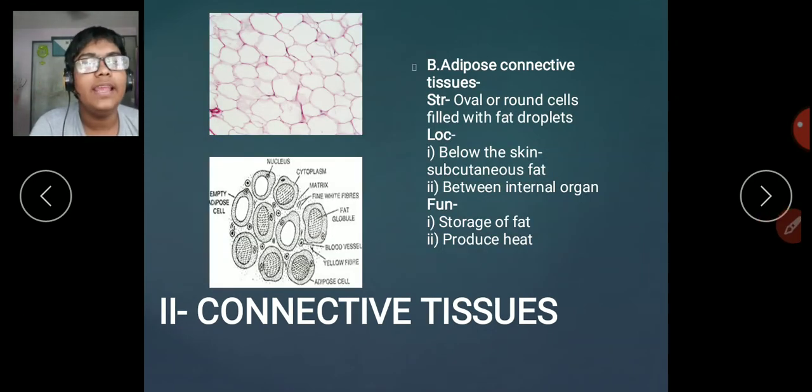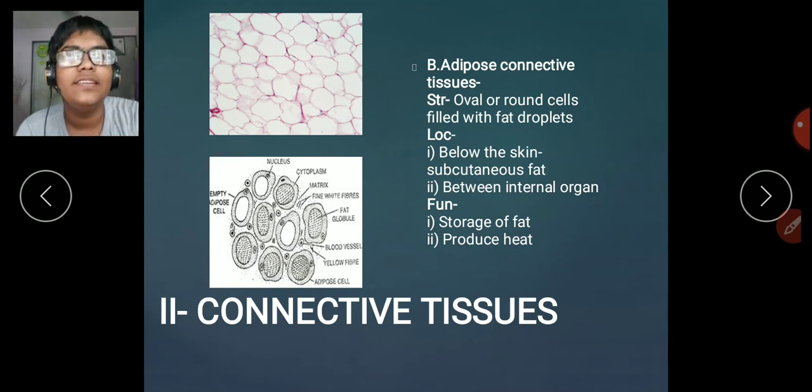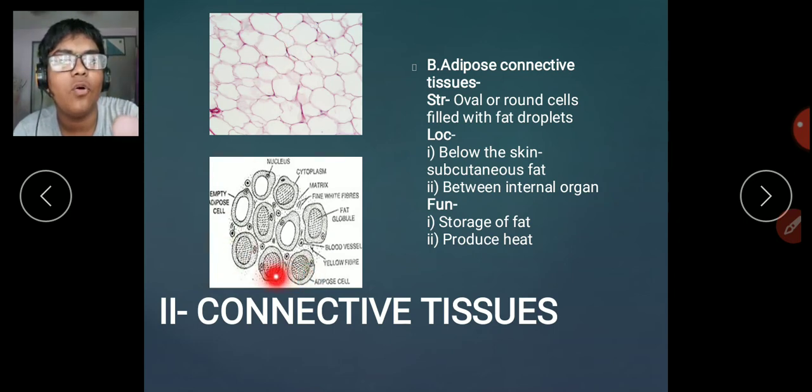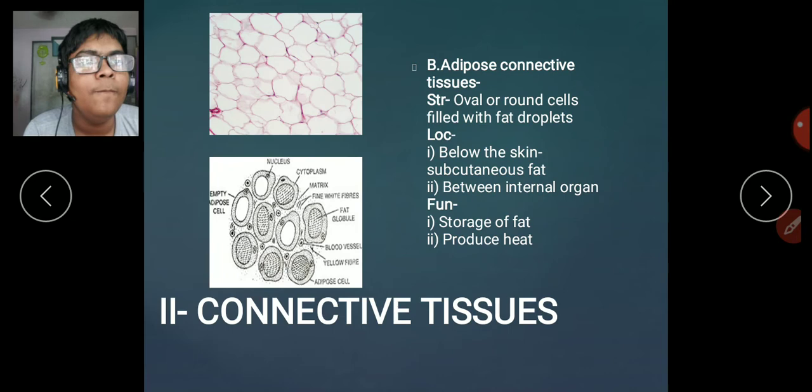Next is the adipose connective tissue. By structure, it is oval or round cells filled with fat droplets. I hope you can see on the screen that these are oval or round cells. Yeah, you can see here also it's oval or round cells. So they are filled up with the fat droplets.